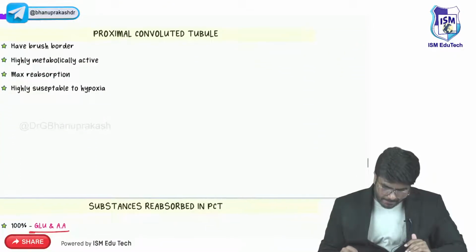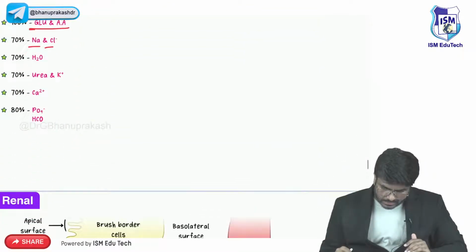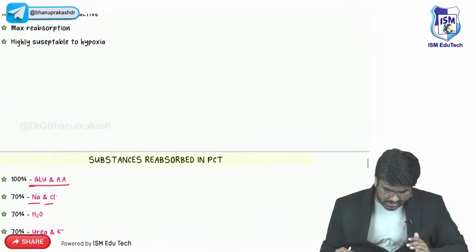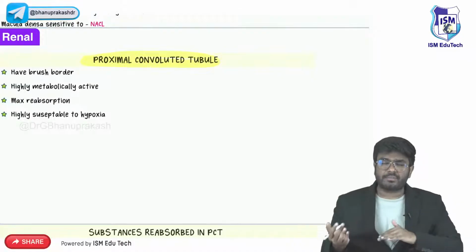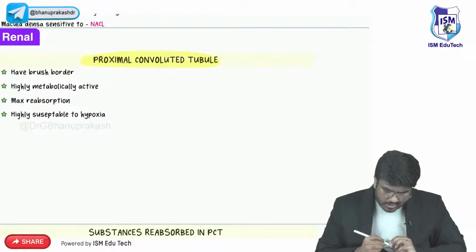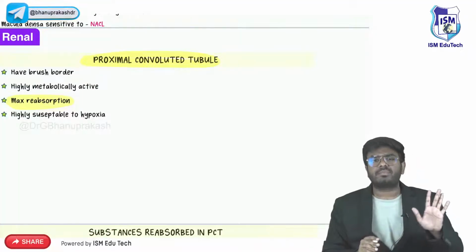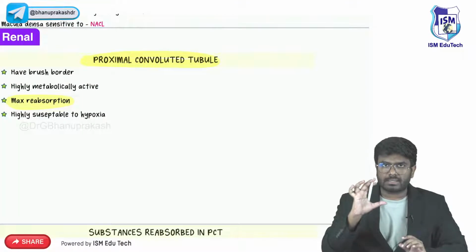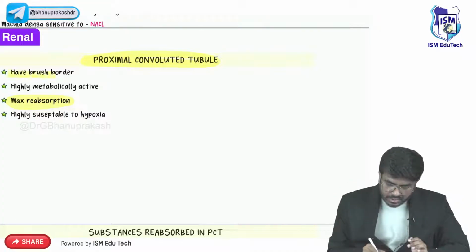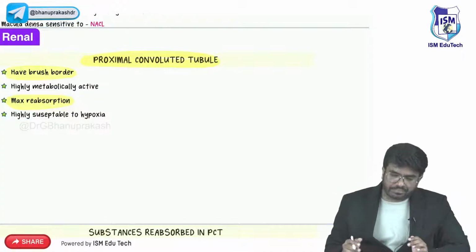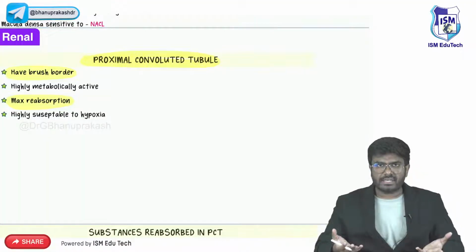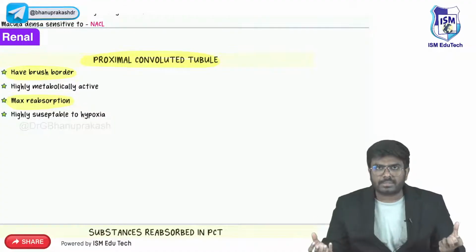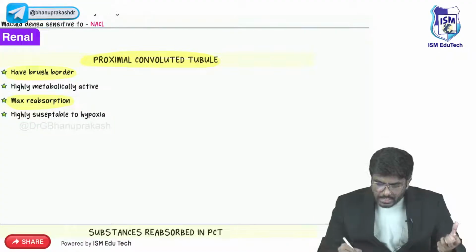Next, what else should I teach you? These are the general things which you already know, which substances are filtered. After the Bowman's capsule you have the proximal convoluted tubule. Maximum reabsorption of the substances happens in the PCT, the starting part. The proximal convoluted tubule has the brush border, which increases the surface area so that more and more reabsorption will happen.